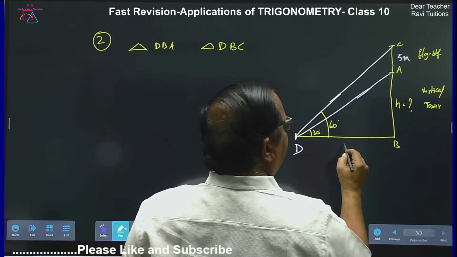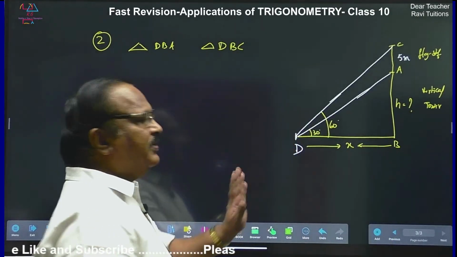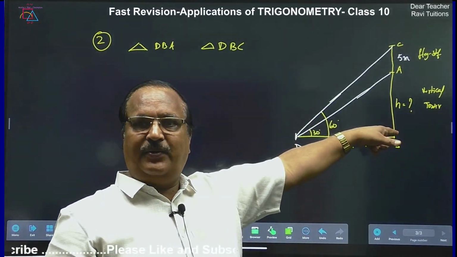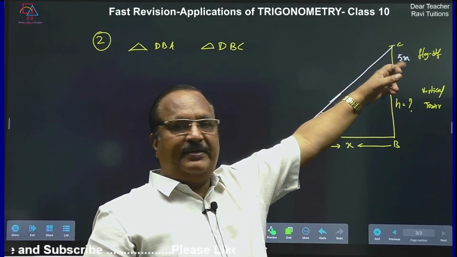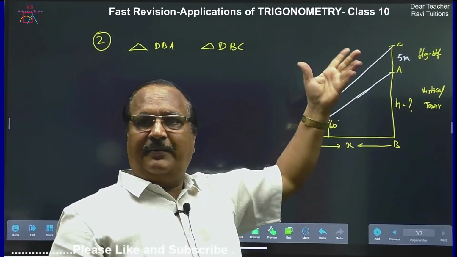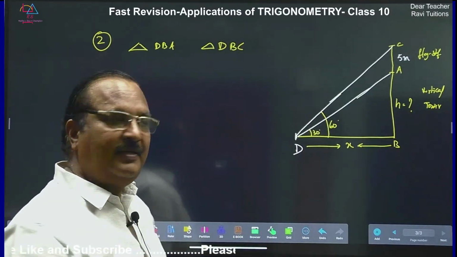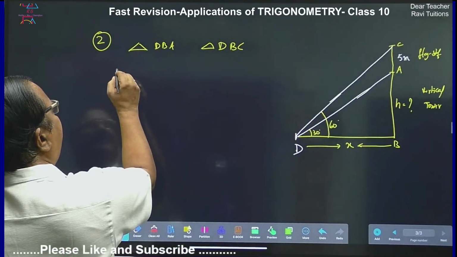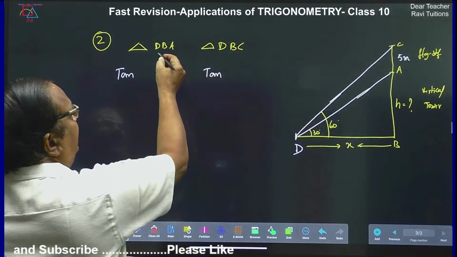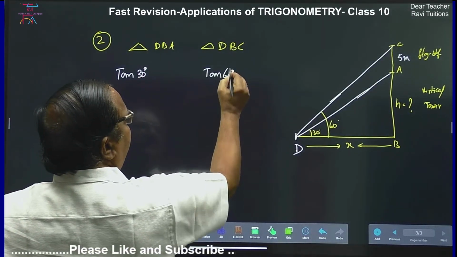So in this, let us keep this as x. We don't want x, it is only a supporting actor. Our hero is h. We have to find out the hero. So this is the information: 5 meters, x. Now in this also there is no role of hypotenuse, so you can take tan directly. So I am writing tan here and also tan here. In this triangle 30 degrees is there, tan 30 degrees. In this, 60 degrees is there.